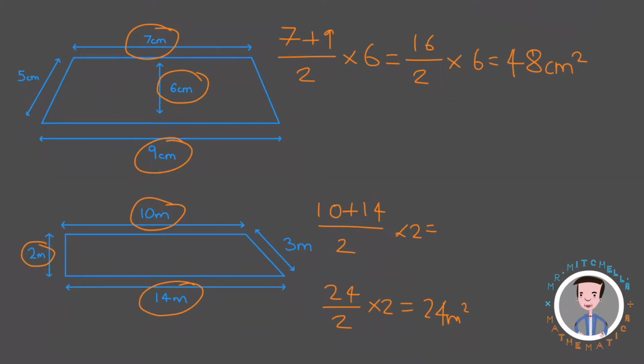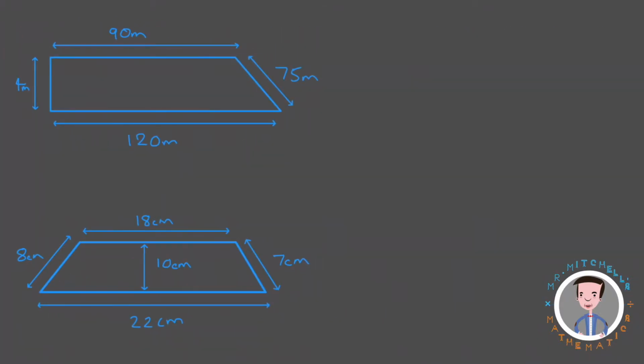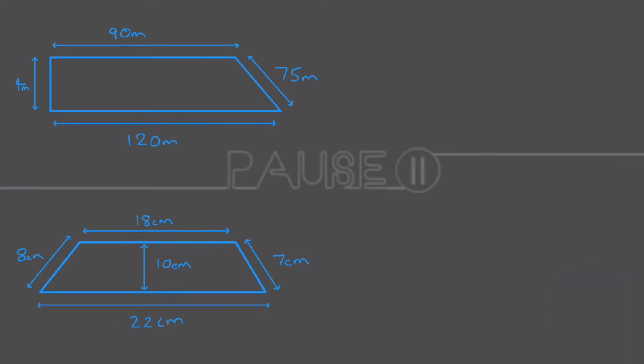So I hope you got those two questions right. Don't worry again, because we always give you more examples to try at home. Have a go at finding the areas of these two trapeziums, and in a moment I'll give you the correct answers. Best of luck.